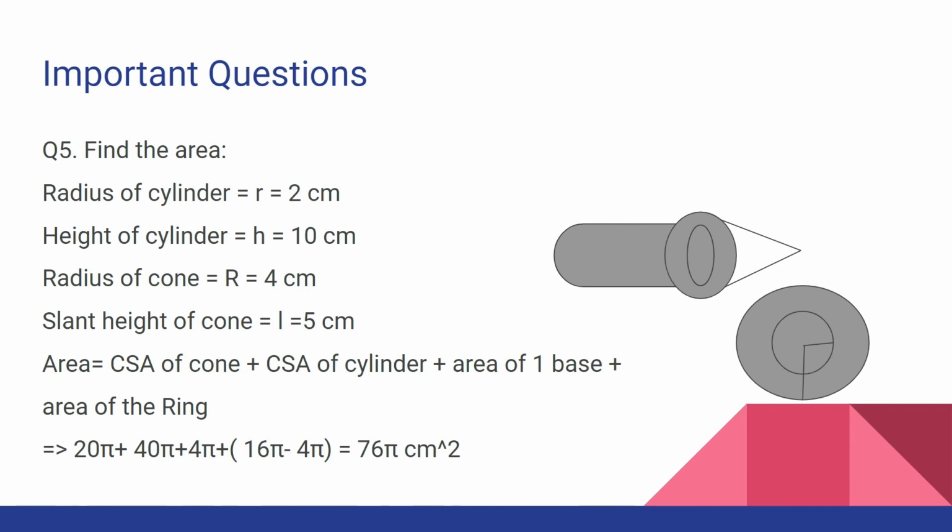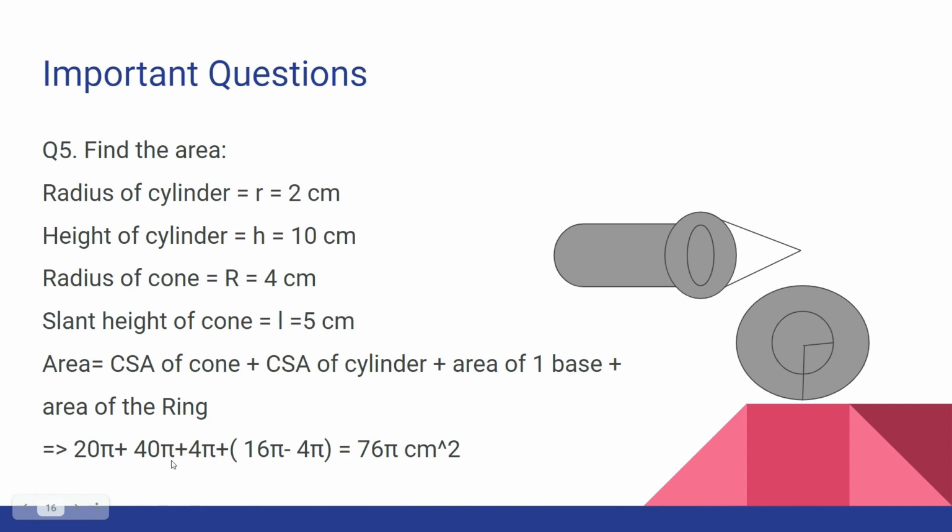This is an easy question, but you have to understand the concept of rings. In this, the radius of the cone is larger than the radius of the cylinder, so it forms a ring like this. And the area of a ring is given by the area of the larger circle minus the area of the smaller circle. So in this question, the area of the complete figure will be equal to the CSA of cone plus the CSA of cylinder plus the area of one base plus the area of the ring.